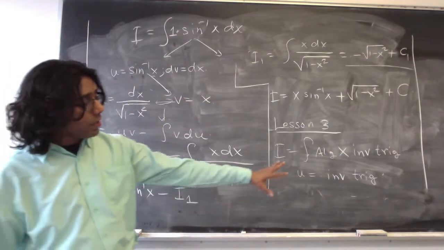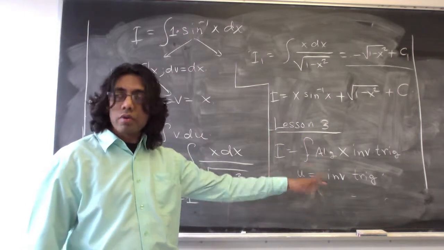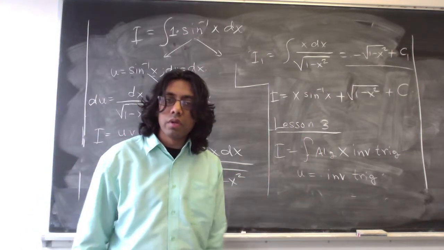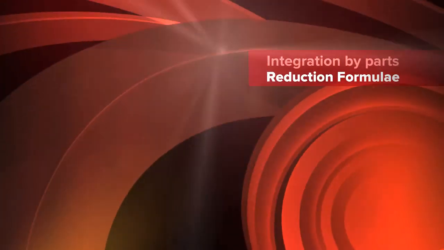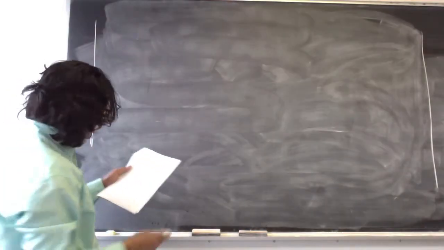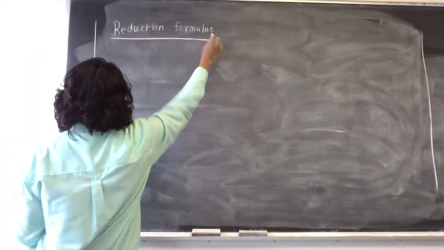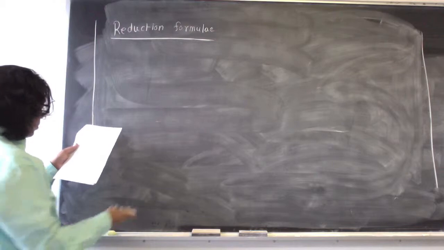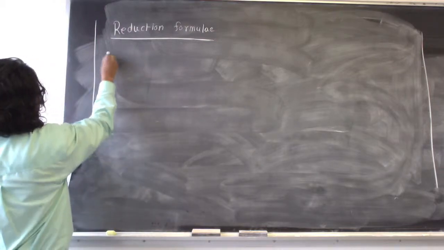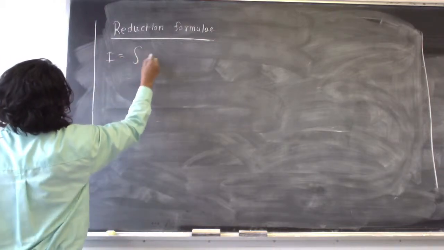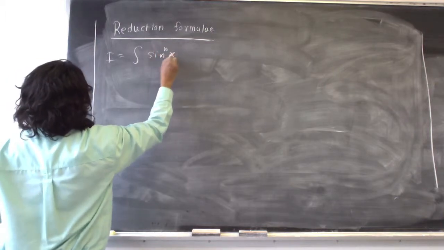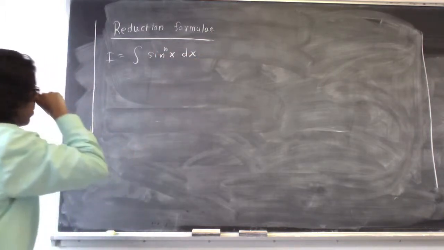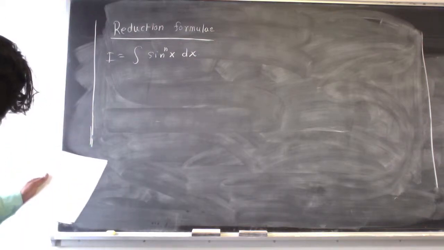Okay, and usually after this you have to use some kind of substitution rule to solve the problem completely. Alright, so there are things like reduction formulae. For example, the integral to be found is the integral of sine to the power n of x dx. How do you compute something like this?